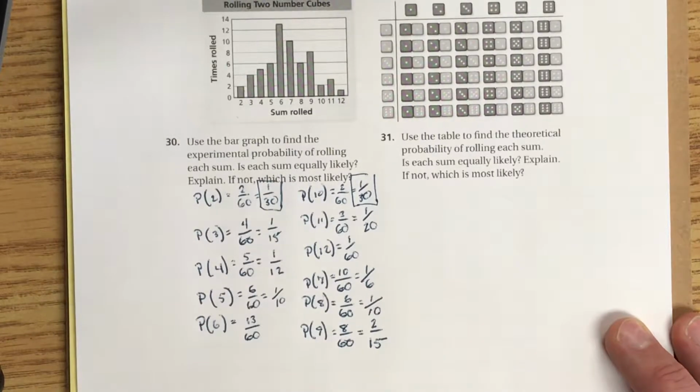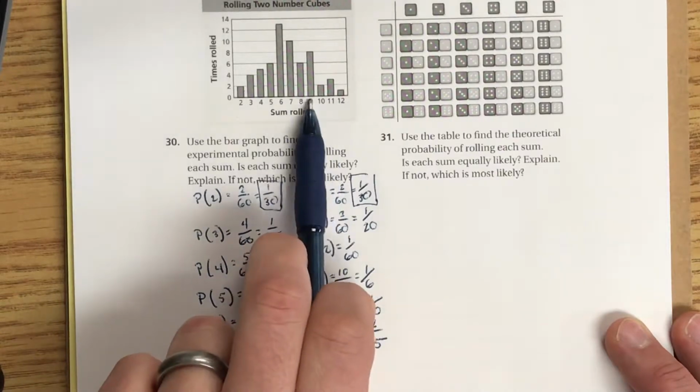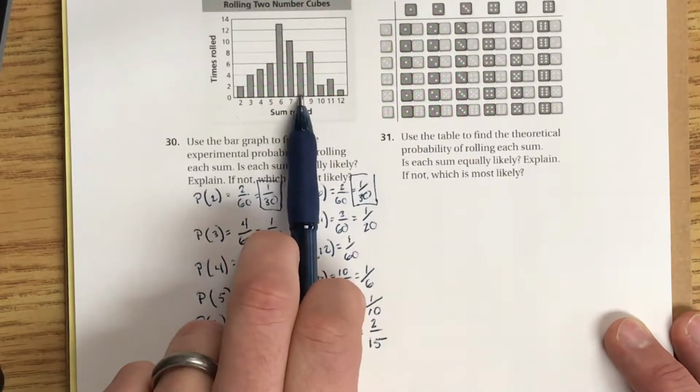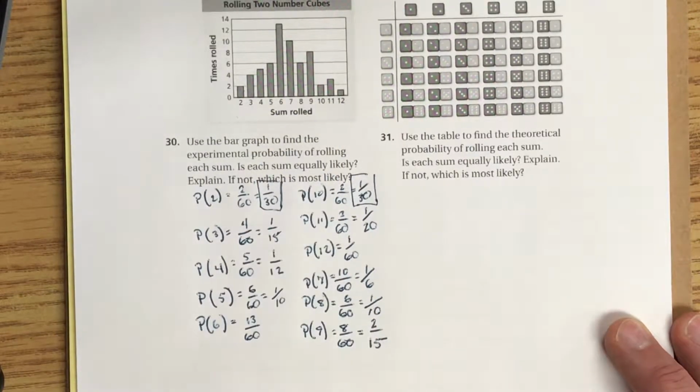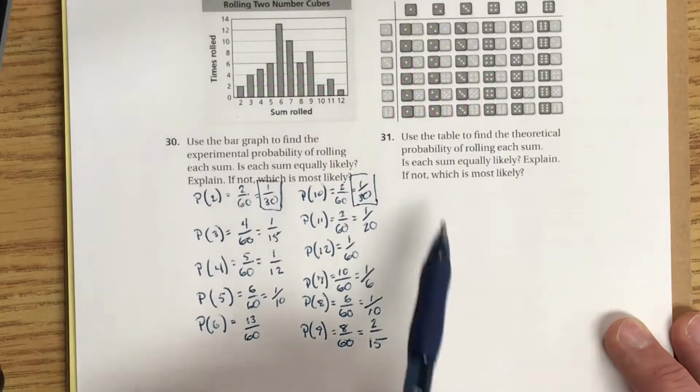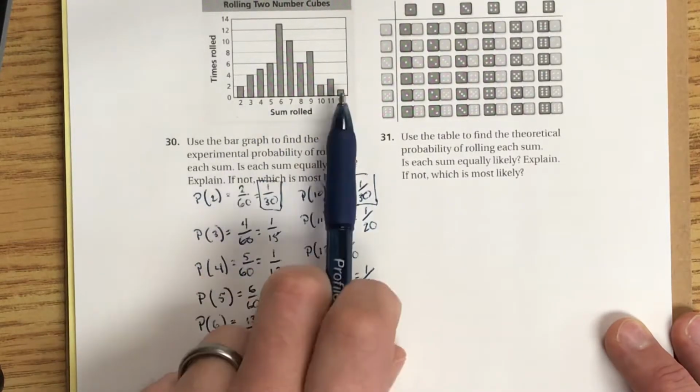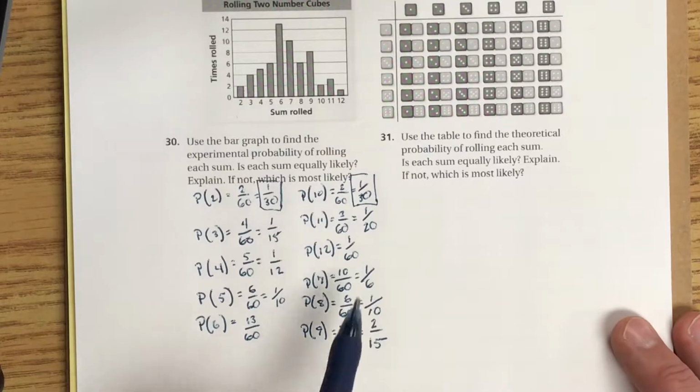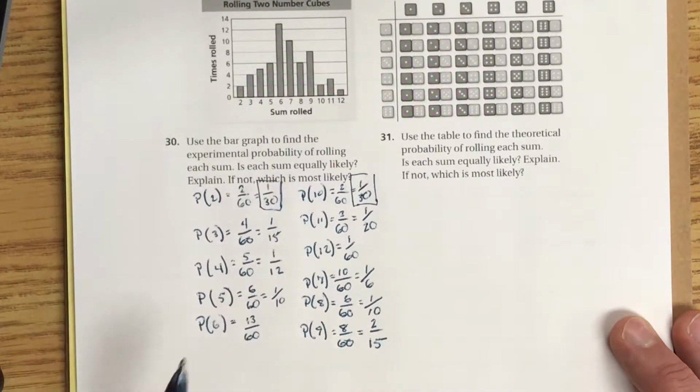Is each sum equally likely? And the answer is no. For example, these sums that are in the middle, 6, 7, 8, and 9, those are much more likely to show up. I got a 12, it looks like one time. So the probability of a 12 is 1 out of 60. That means of these 60 rolls, we got a 12 one time. So that's pretty unlikely compared to something like rolling a 6. The probability of rolling a 6, out of the 60 rolls, that happened 13 times.